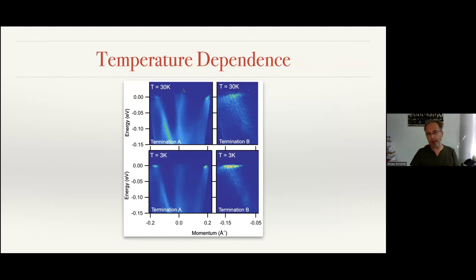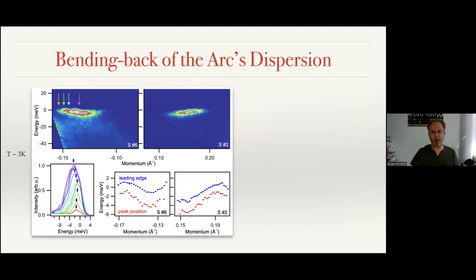And you see here that warming up the sample from 3 kelvins to 30 kelvins, this flat dispersion turned out, this flatness and this coherence got lost. So this is a very typical sign of the superconductivity. We investigated it closer and we found another typical sign of the superconductivity.